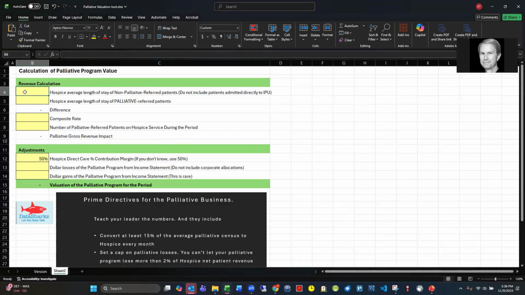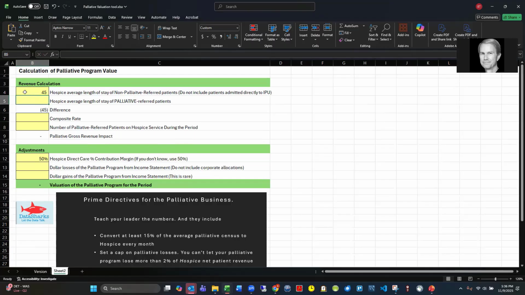Suppose, let's start. Let's look at your hospice average length of stay for non-palliative referred patients. This is people that didn't come through your palliative program. I don't include people that went straight to your IPU. That will skew your numbers. I don't know what your average length of stay for those folks is. I'm just throwing in a number.